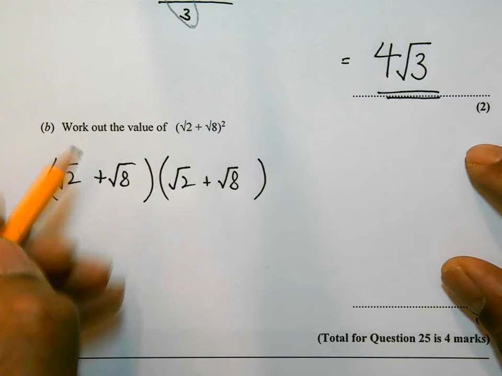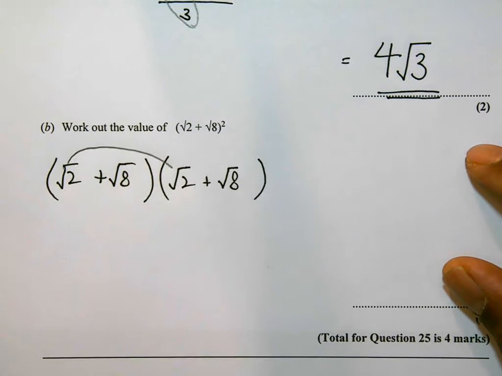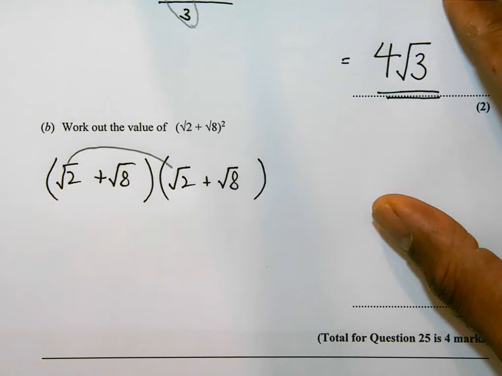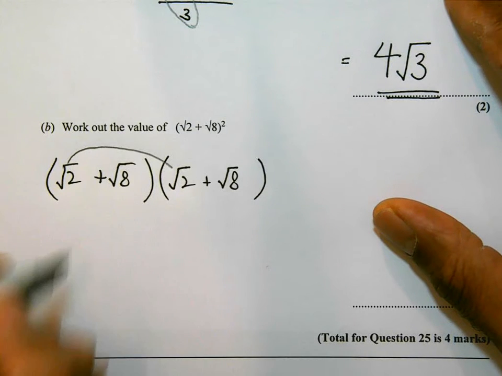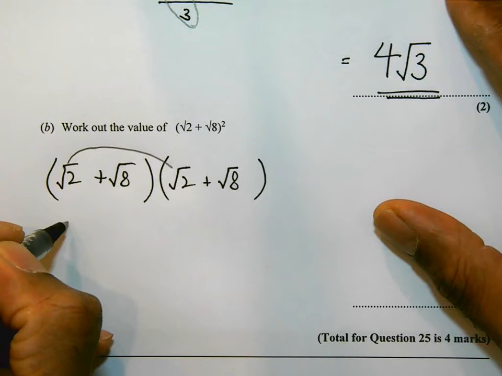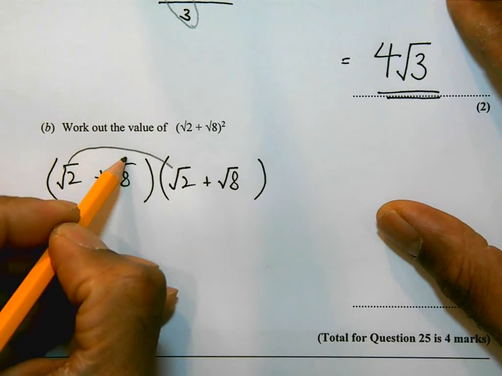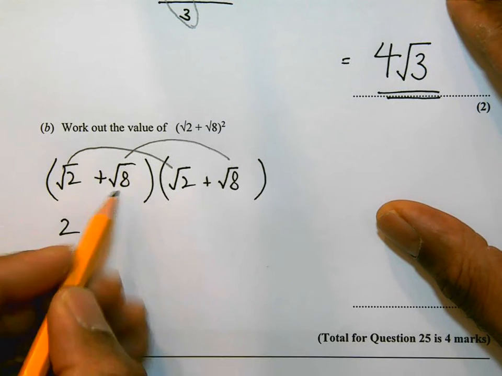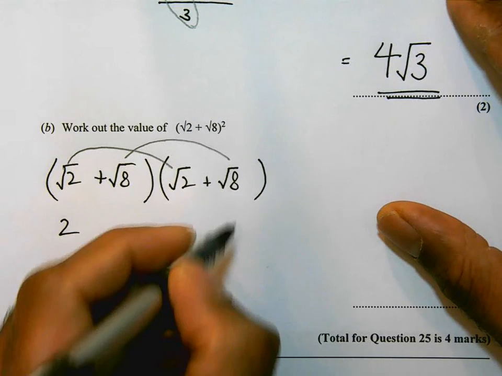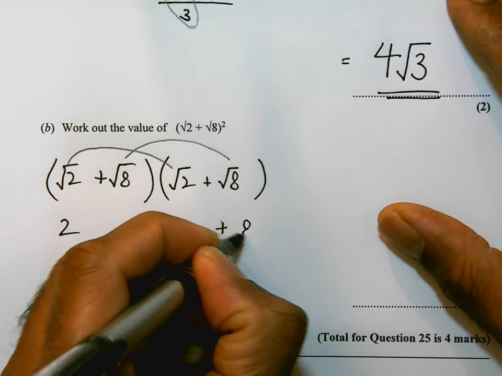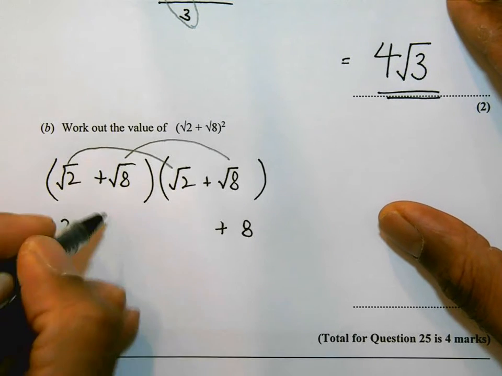I'm going to do root 2 times root 2. And as I said before, root 2 times root 2, if you're timesing the same thing, it's going to turn into just plain ordinary 2. At the other end, I'm going to have root 8 times root 8, and because it's a plus, it's going to be positive 8. Okay, let's look at what happens in the middle.